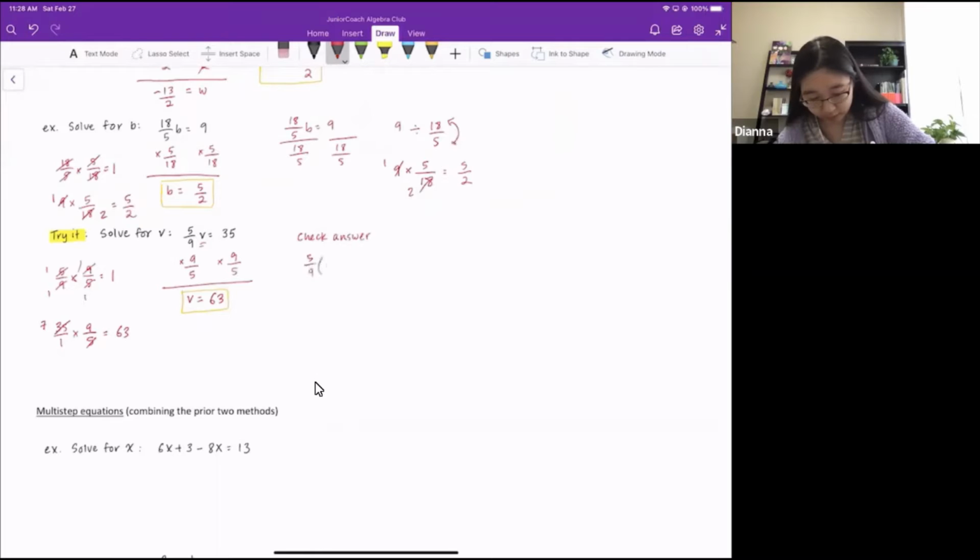5/9 times 63 equals. And then in this case, if I'm multiplying, 63 divided by 9 is 7. So we ultimately get 5 times 7, which is 35. Well, yes, 35 equals 35. So that means I did it correctly. So hopefully that makes sense.